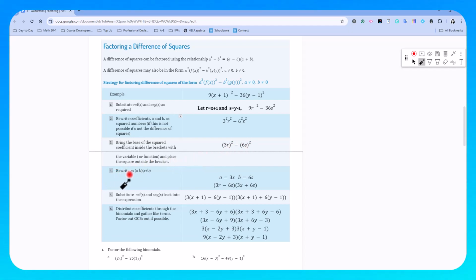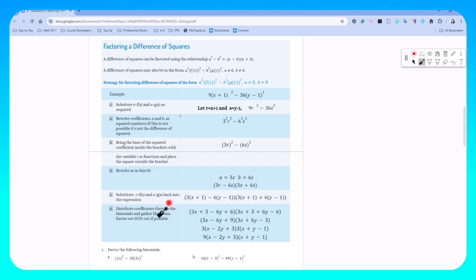Now we're going to rewrite as (a minus b)(a plus b), because in this case, our a is 3r and our b is 6s. So it's (3r minus 6s)(3r plus 6s). Now let's substitute the r and the s back in.